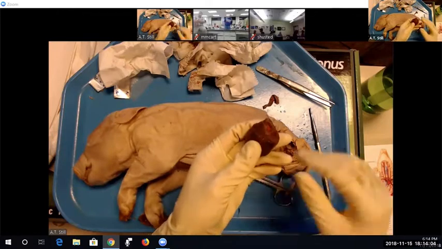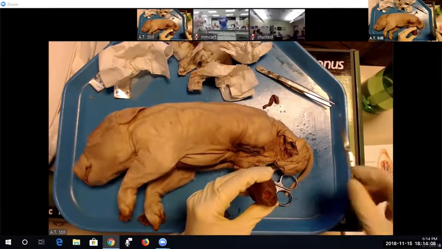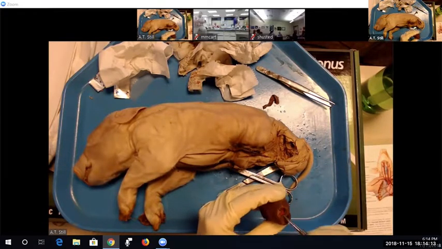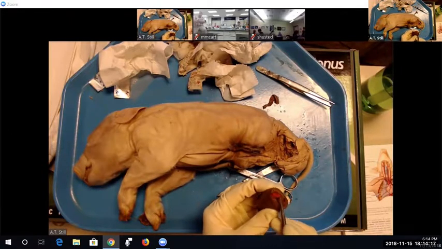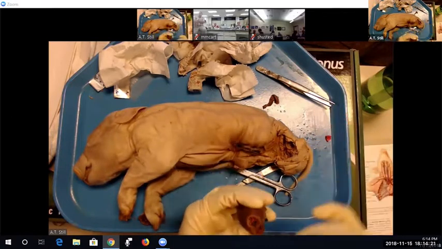And then we're going to look inside. You should see this waxy material inside of the heart, and you can just use whatever you need to, any tools, or you can just rip it out with your fingers to remove this so we can look inside.